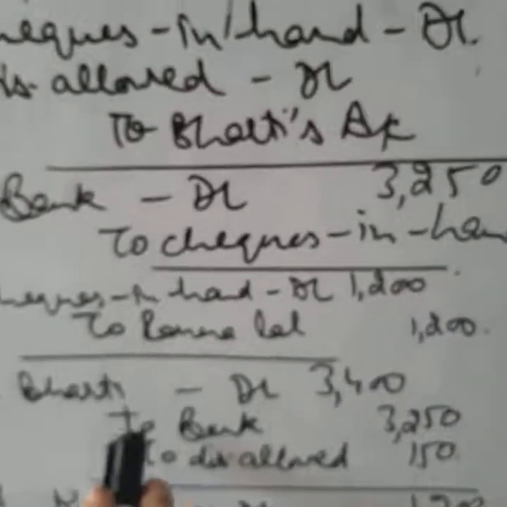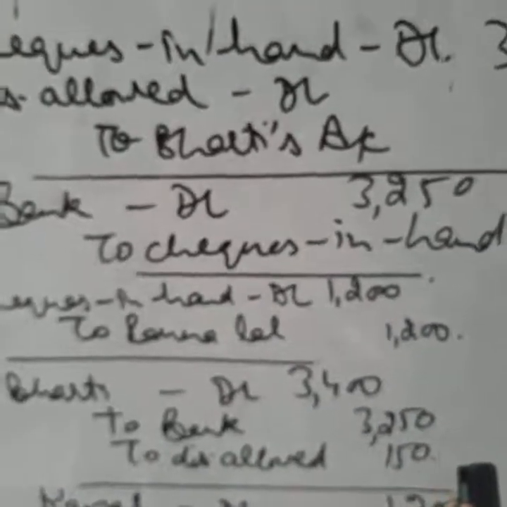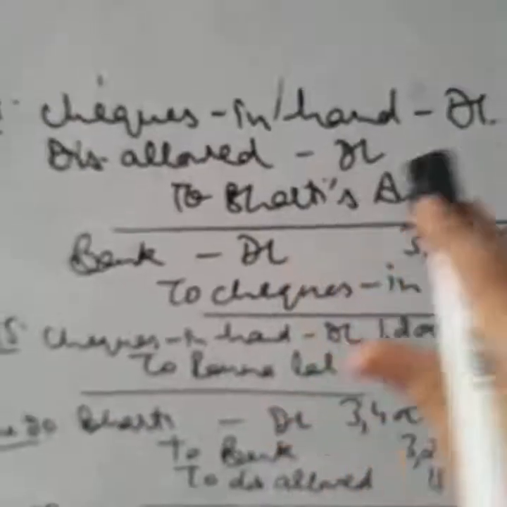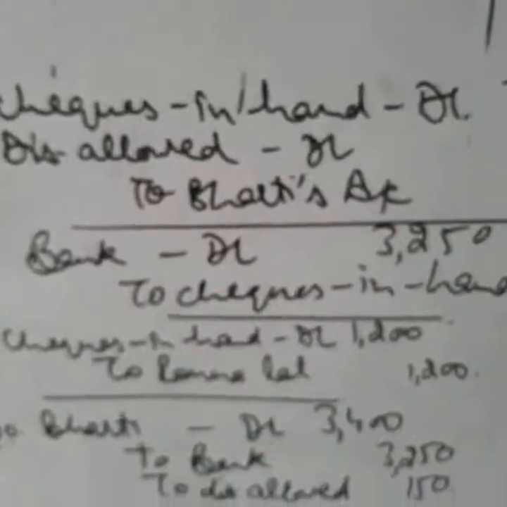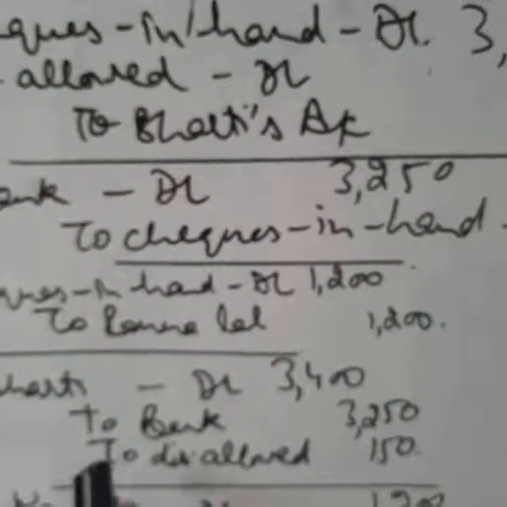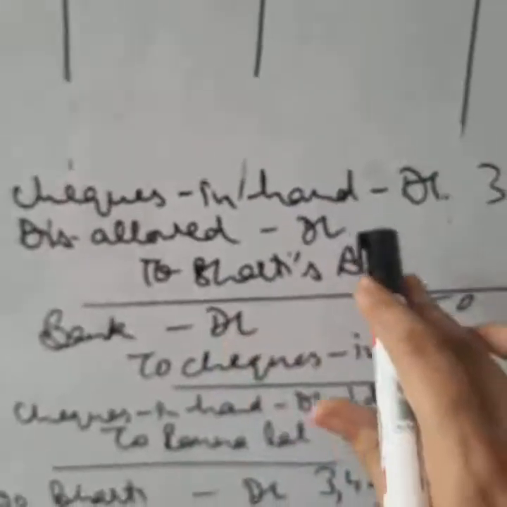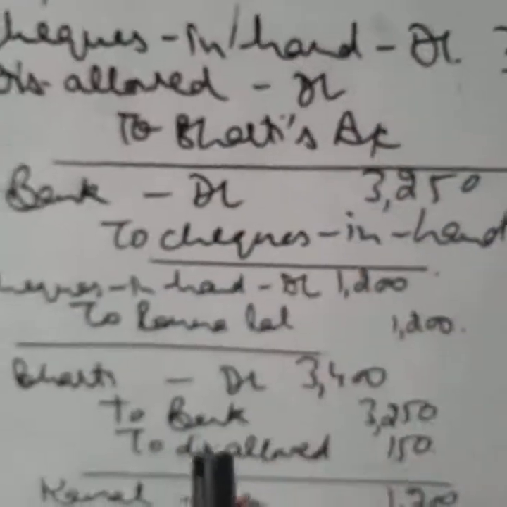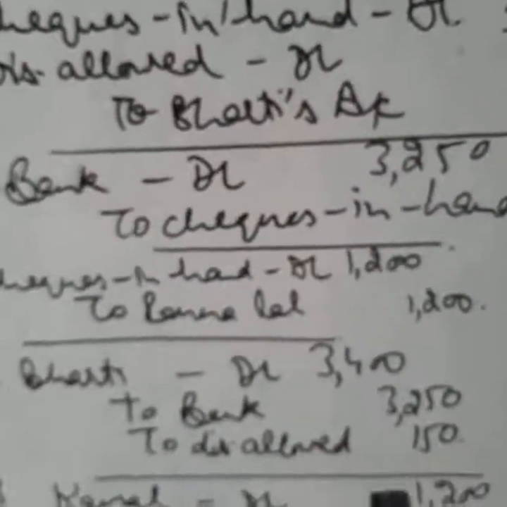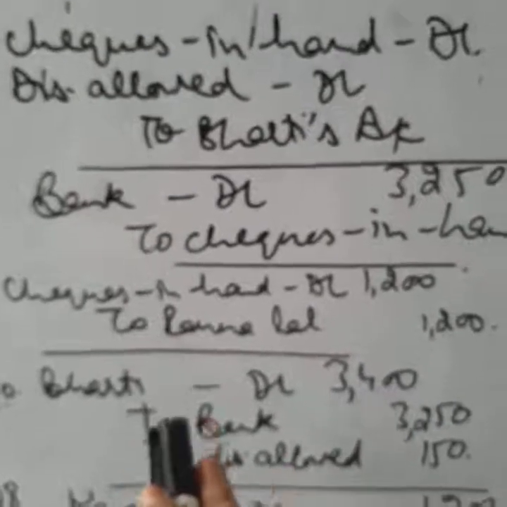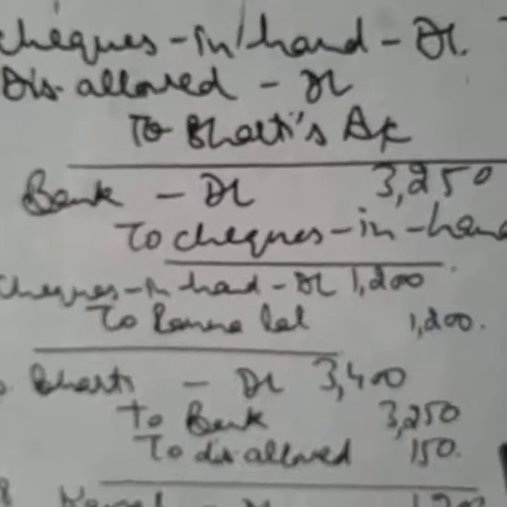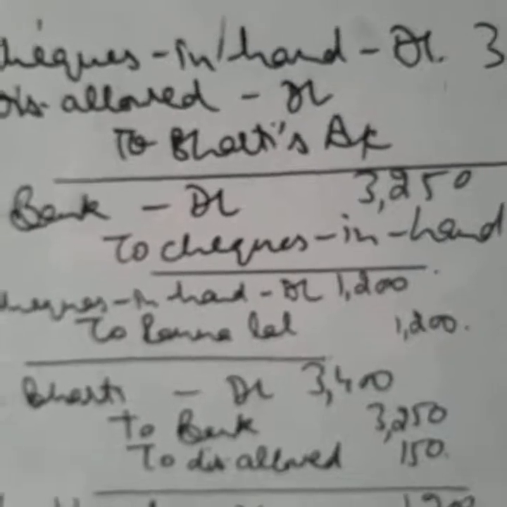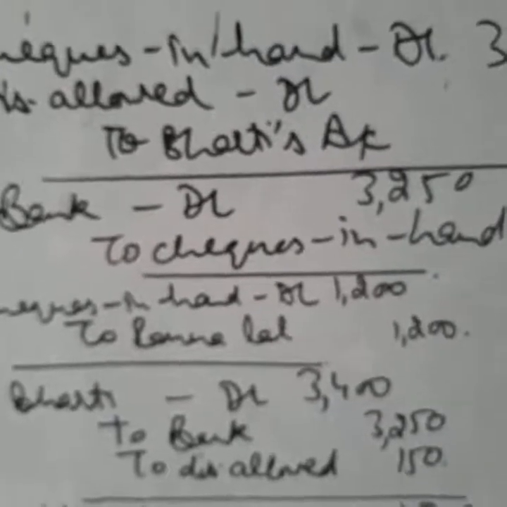In our bank account, now the check has been dishonored. So balance will get reduced with 3250 and discount allowed which we earlier allowed to Bharti will also be cancelled. So we'll cancel discount allowed which was earlier debited. Now we'll credit it to discount allowed. So entry will become Bharti's account debited 3400 to bank 3250 to discount allowed 150.